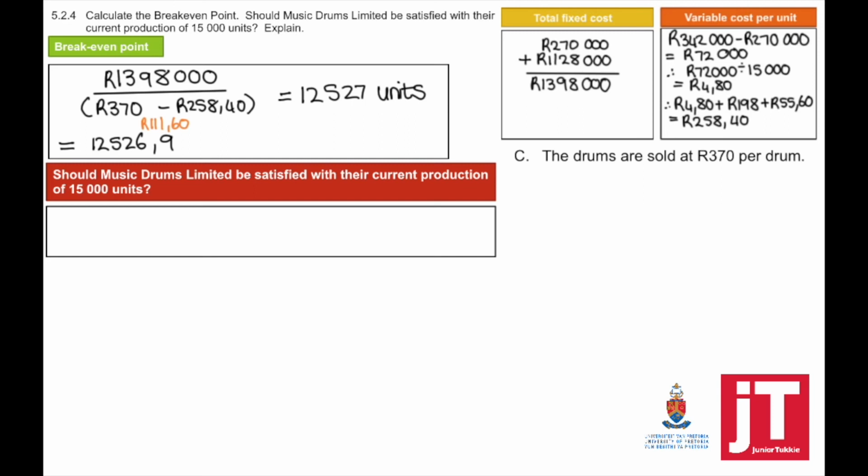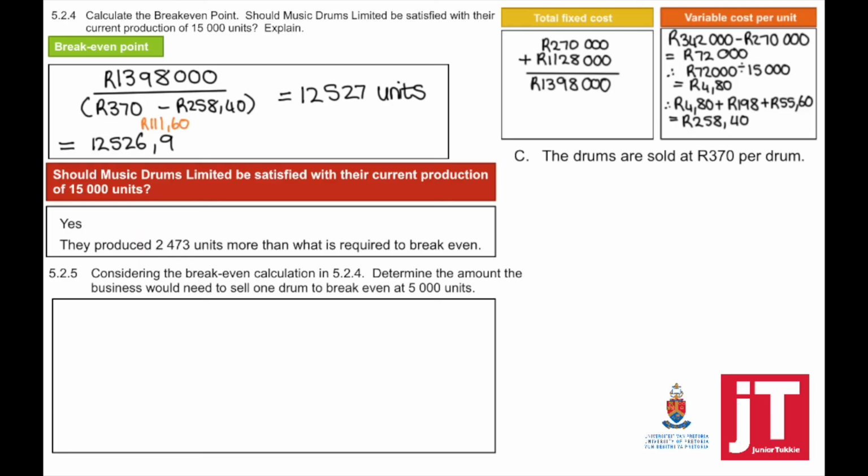You need to make sure that you based it on your calculation with the break-even point. And based on that, yes, they produced 2,473 units more than what is required to break even.